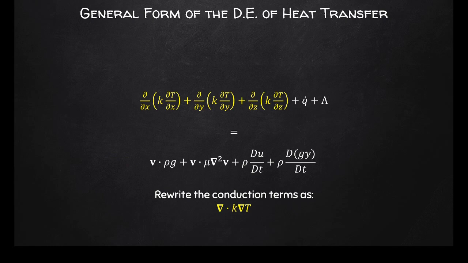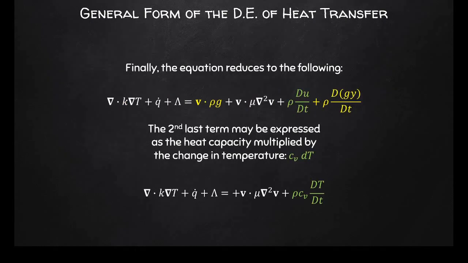Next, we can also condense our equation by rewriting all of our heat transfer terms containing heat conduction, k, in the following manner. From these simplifications, we obtain the following equation. Realize that the terms representing the potential and internal energy may be expressed simply as the heat capacity multiplied by the substantial derivative with respect to temperature.